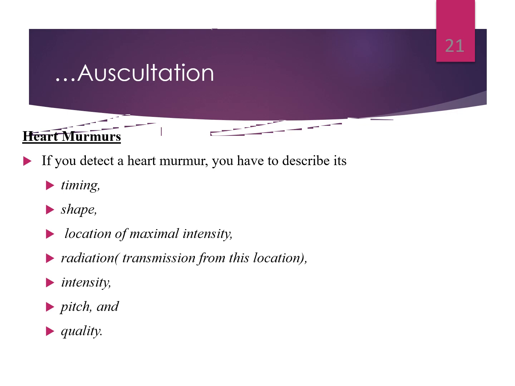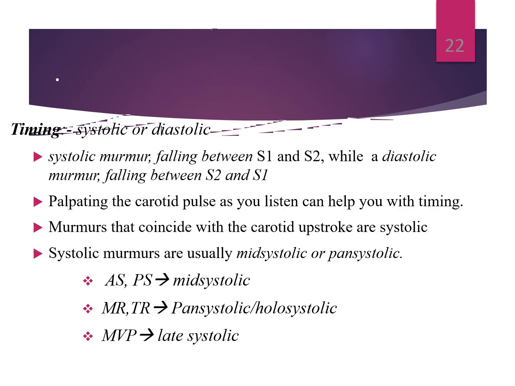When we come to heart murmurs, if we detect a murmur, we have to describe its timing, its shape, its location, its radiation, its intensity, its pitch, and also its quality. The timing of a murmur can be systolic or diastolic. A systolic murmur falls between S1 and S2, while a diastolic murmur falls between S2 and S1. Palpating the carotid pulse as you listen can help you with timing.